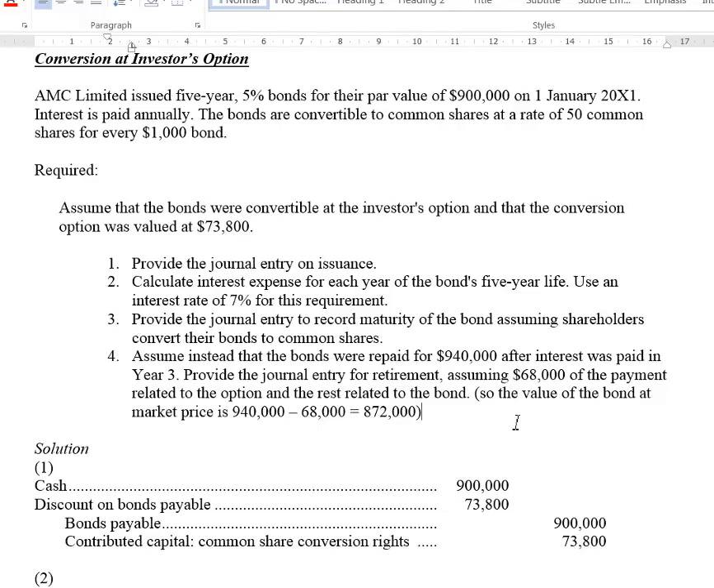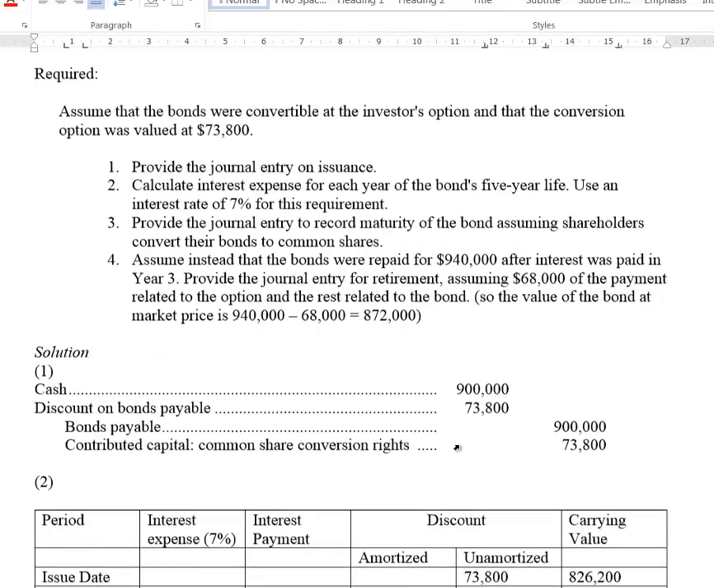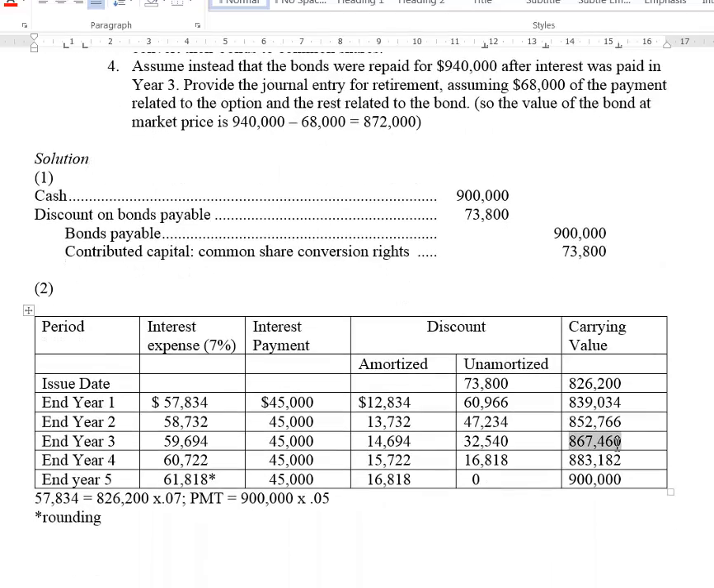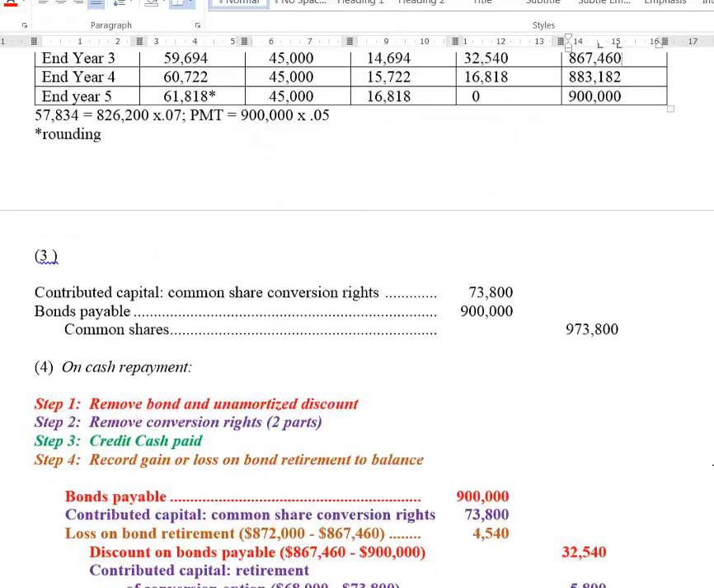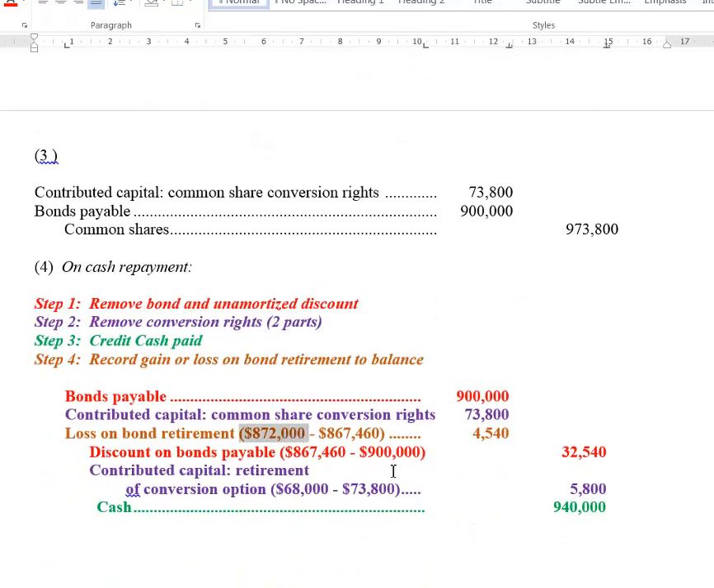We could say that. So in that case, what would we do? Well, if your bond in the marketplace is worth $872,000, and that's the value they gave you when they bought it back from you, they being AMC, and the bond is sitting on your books now at $867,460, then you've got a liability sitting on your books of $867,460, right? So the difference between that and the actual market value of the bond liability at $872,000, that difference is $4,540. So you can also calculate the loss on bond retirement that way.